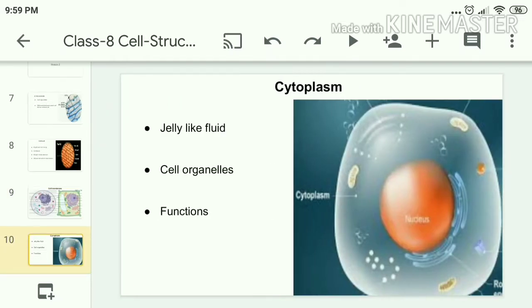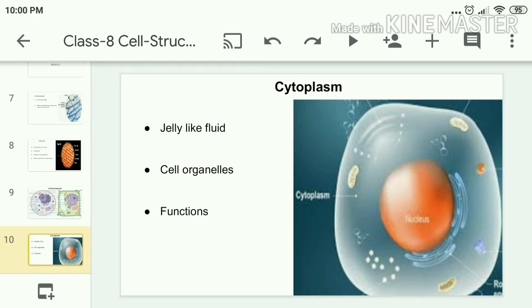And inside the cell, it is filled with a jelly-like substance called cytoplasm. So, cytoplasm is a jelly-like fluid present in the cell. Salts, proteins, sugars and other substances are present in the cytoplasm, which is a living material. Various structures known as cell organelles are also found in the cytoplasm.